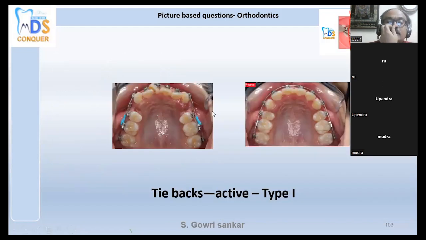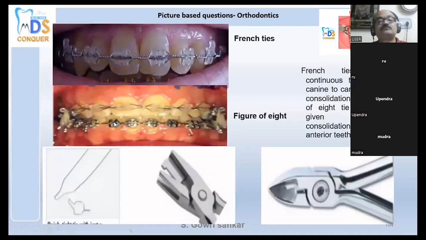So this is what it is given in the molar area. Since the module is given, it is an active tie back. So it is given in the molar region. It is a type 1 active tie back trying to retract the anterior teeth, canine distally. Good.